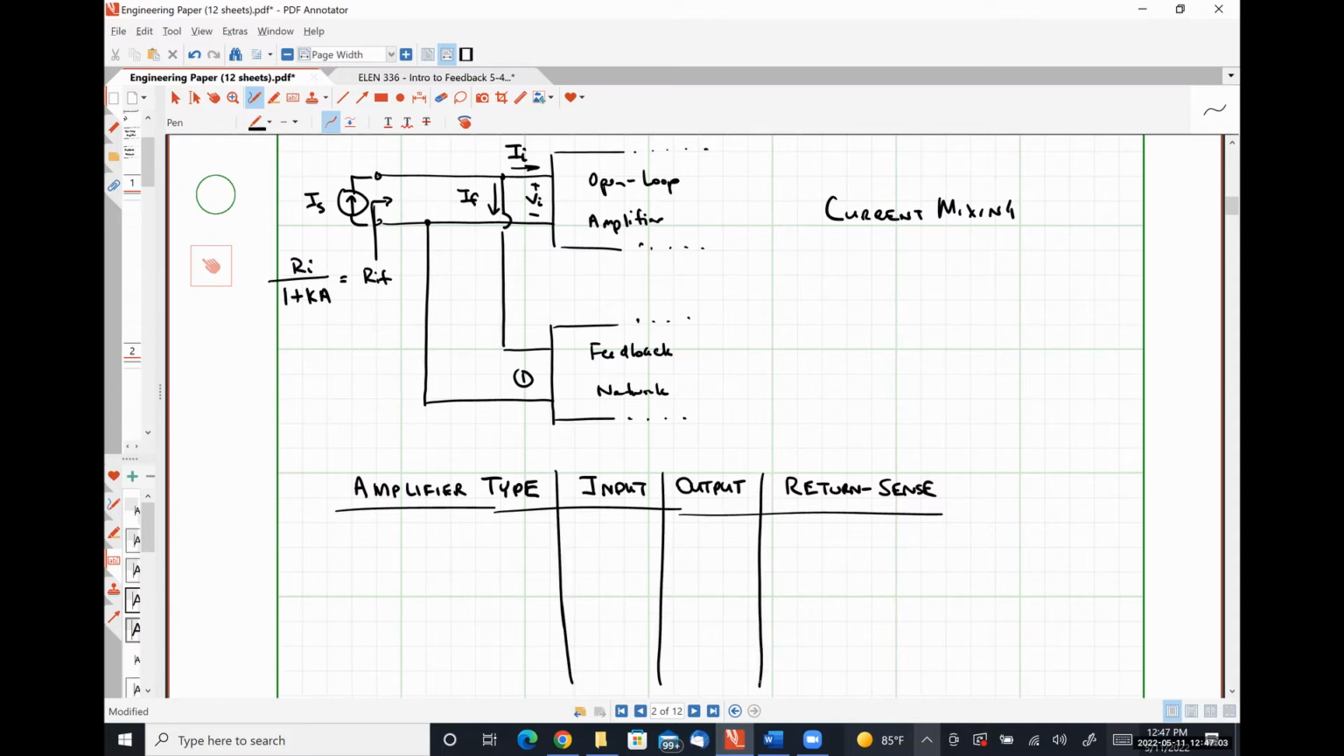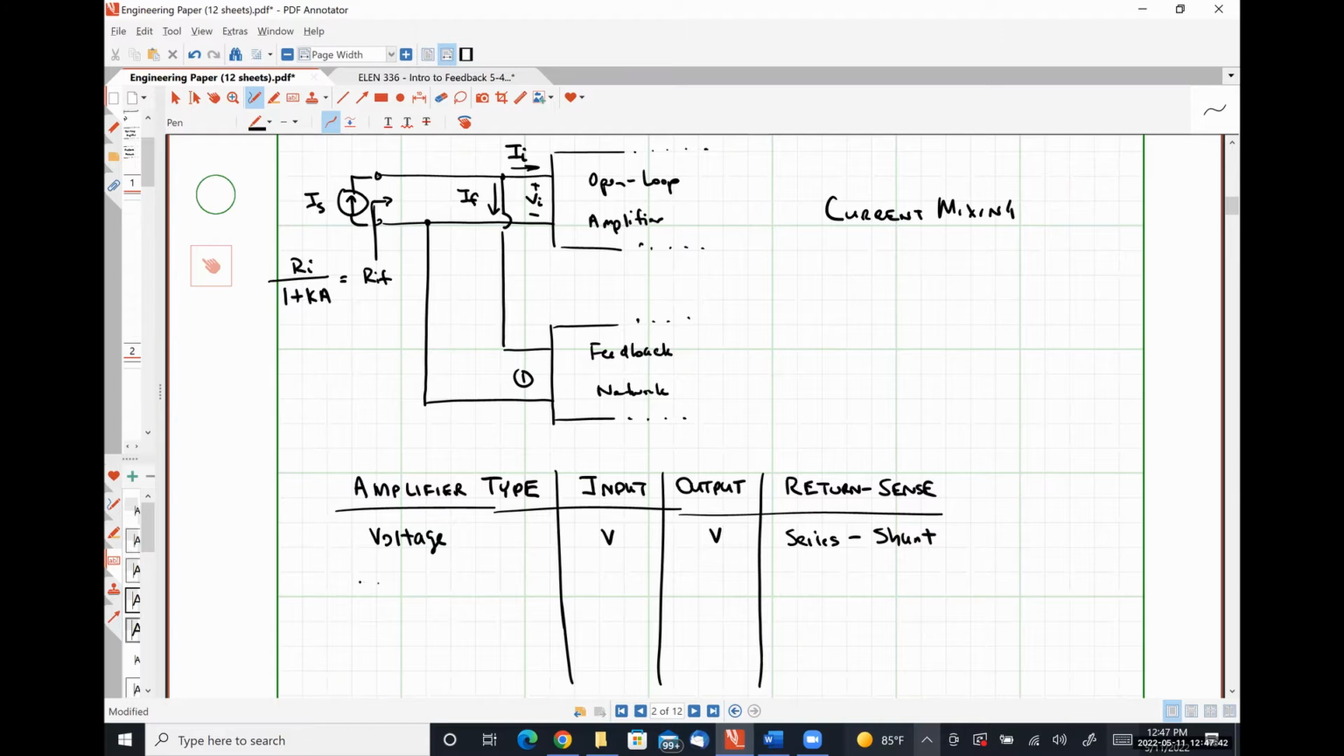All right, so for a voltage amplifier, meaning that our input signal is a voltage and an output signal is a voltage, we have what's called a series shunt connection, where shunt effectively just means you place something in parallel, right? So that means our feedback network is applied in series with the input side of our open loop amplifier, and the feedback network is connected in parallel to the output side of our open loop amplifier.